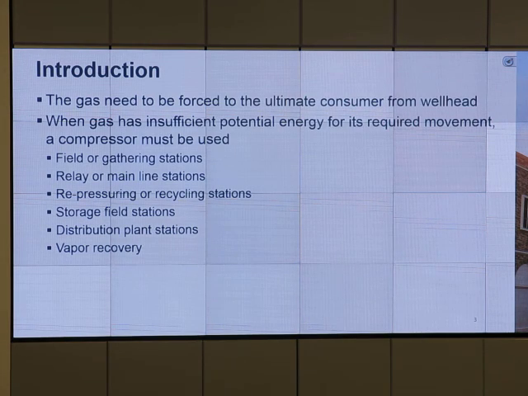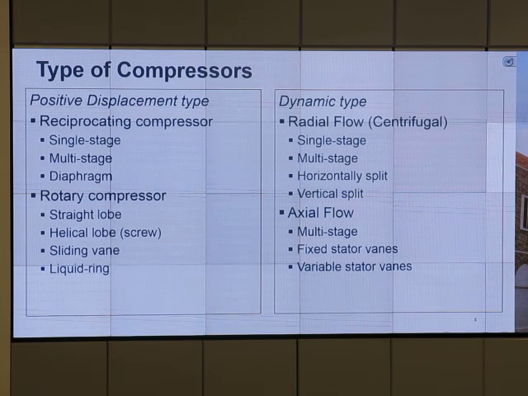So, some introduction. Now pay attention. Gas needs compression for several cases. One of them is the vapor recovery unit in the field or gathering station, relay on a mainline station, and repressurizing or recycling station. So basically you need a compressor, and you need to know it, as we use it in the field. There are two types: positive displacement type and dynamic type.